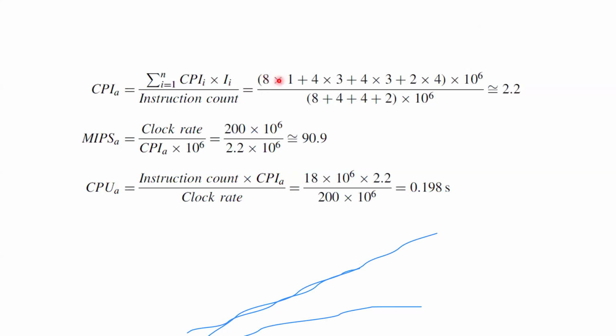You multiplied 8 times 1 plus 4 times 3 plus 4 times 3 plus 2 times 4, divided by 8 plus 8 plus 8 plus 2. And you got what? Okay, I didn't add the 100. Sorry. Even if you don't add 100, because these two cancel out, this one over this one should give you 2.22. So what did you do?